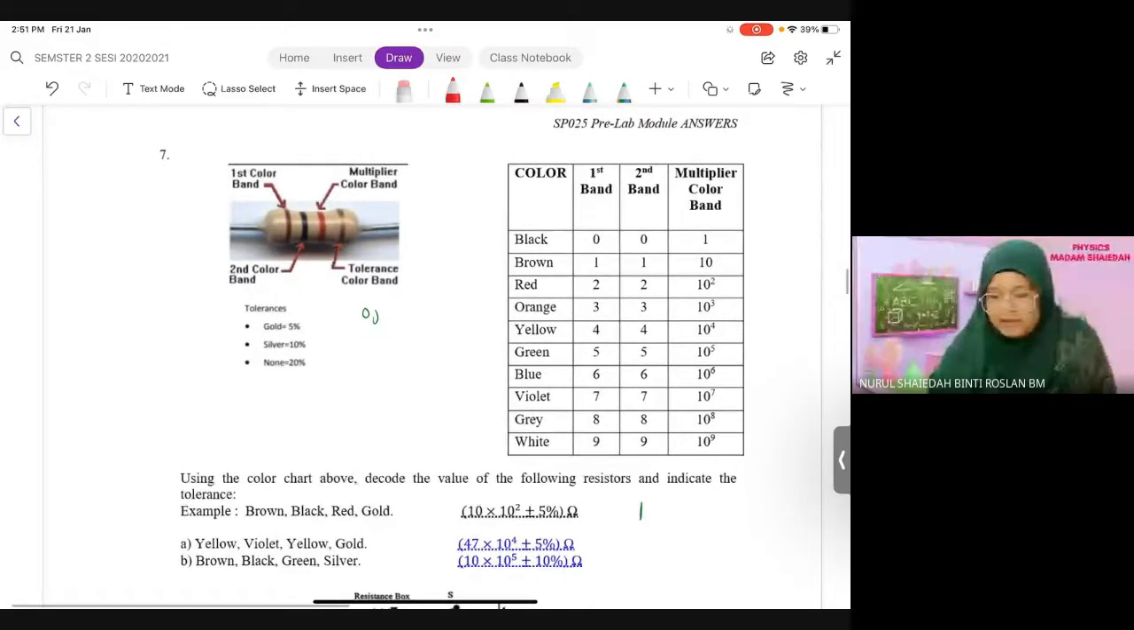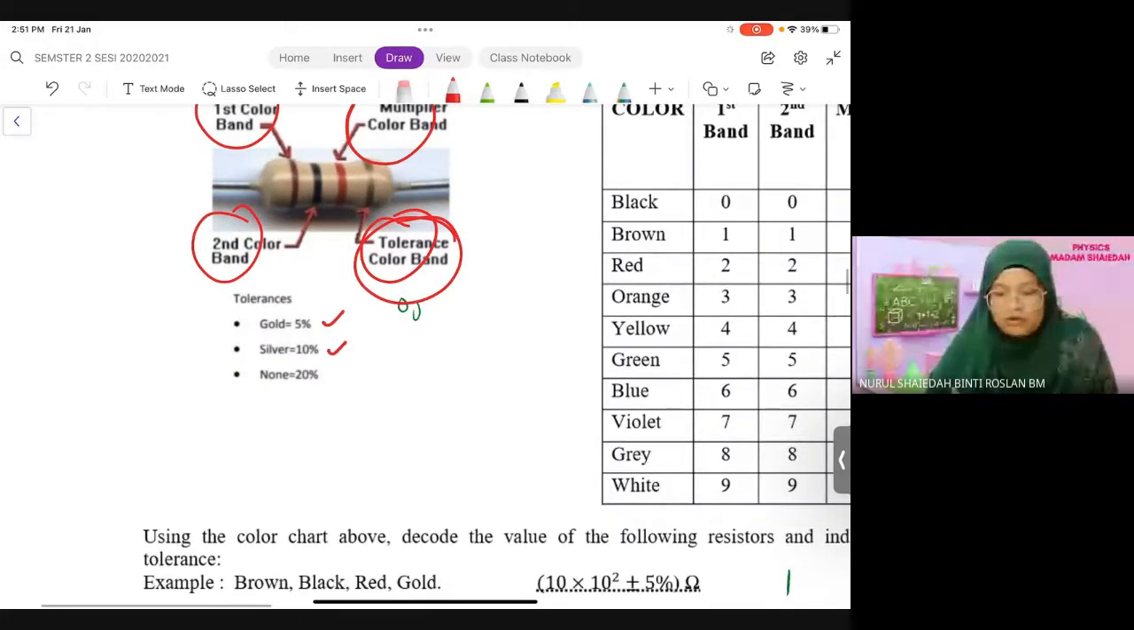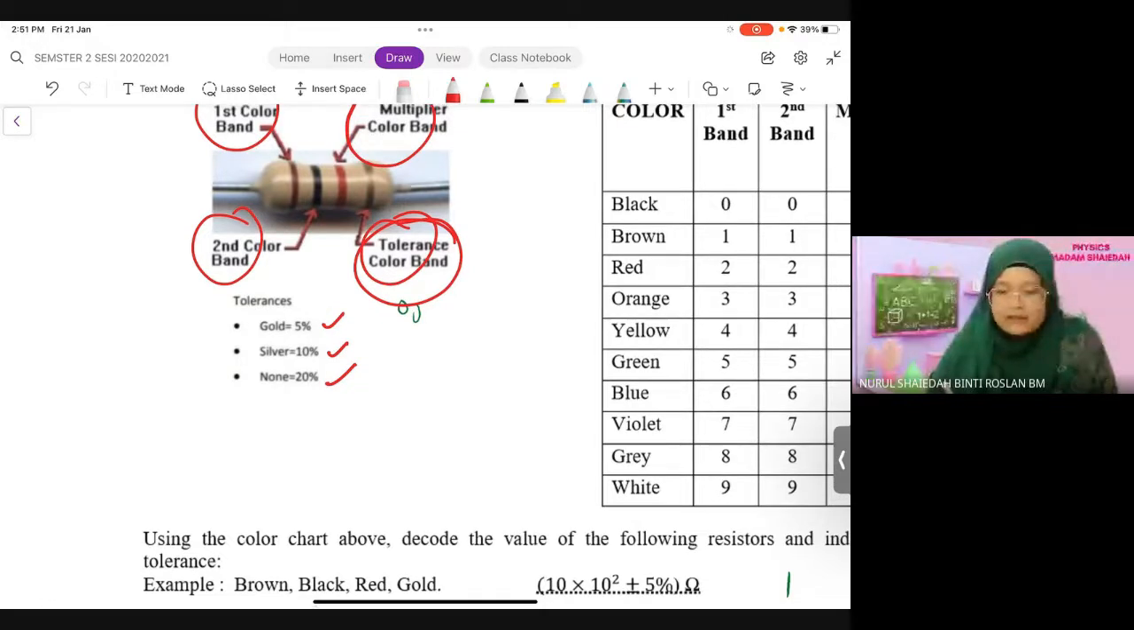Untuk P6 dengan P7, dia dah tahu nak baca color band ni. So color band ni dia akan ada 4 strip. Yang pertama sekali you kena baca yang belakang dulu, tolerance ni. Tolerance color band ni dia only have 3 color: gold, silver, none. So kalau macam case ni dia adalah color gold.